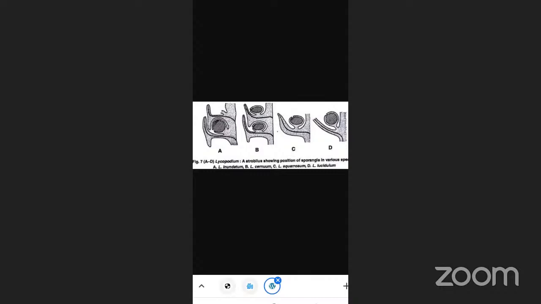Here the sporangia appear on the axillary leaves. Those leaves we call sporophylls. Some are fertile leaves, some are sterile leaves. Sterile leaves do not have spores or sporangia. They are only for photosynthesis. But the apical region of these leaves forms a club-like structure which bears the sporangia. Within the sporangia, the spores are there.